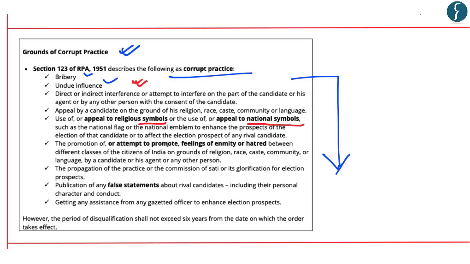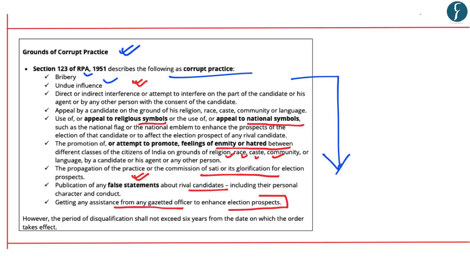Further, if the person attempts to promote feelings of enmity or hatred between different classes of communities or citizens on grounds of religion, race, caste, community, language, etc., the propagation or practice of sati or its glorification for election prospects, publication of any false statements about rival candidates, as well as getting any assistance from any gazetted officer to enhance electoral prospects.